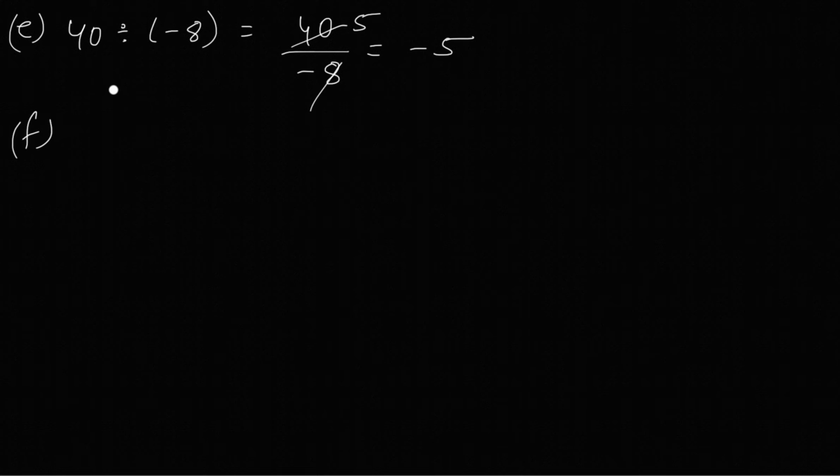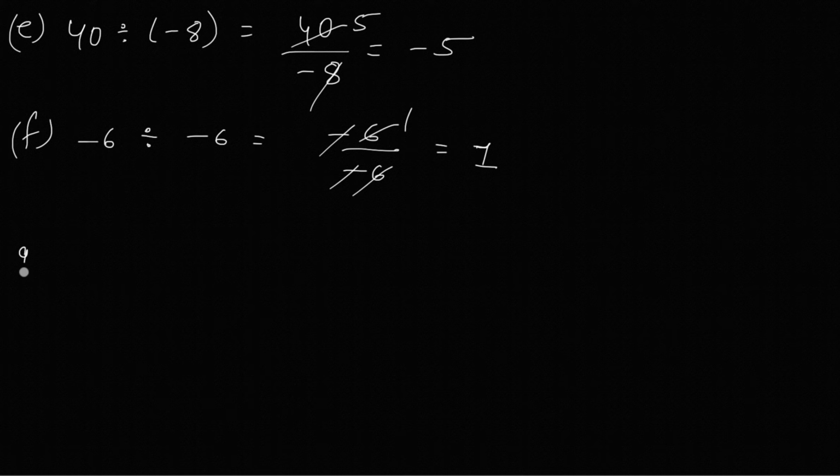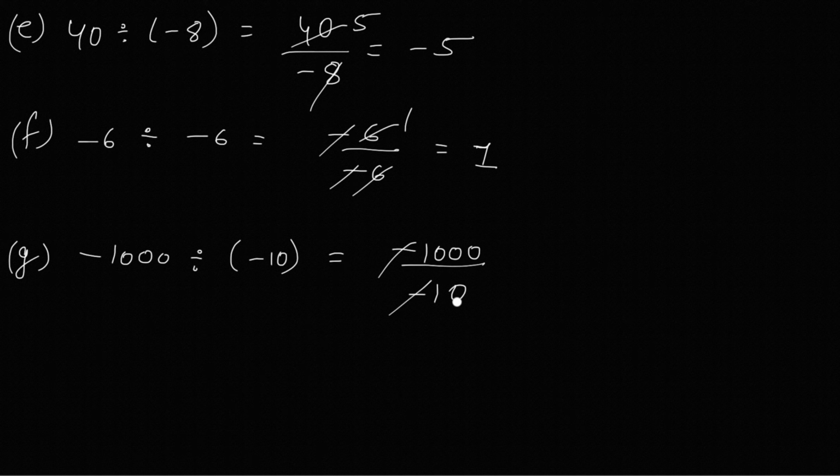Question number F. Minus 6 divided by minus 6. This is cancelled out. 6 times 1 is 6. So 1 is our answer. Now question number G. Minus 1000 divided by minus 10. Cancel out the negative sign, cancel out the 0. It will give you 100, and in the denominator 1 is left. So 100 divided by 1 is 100, you can say.